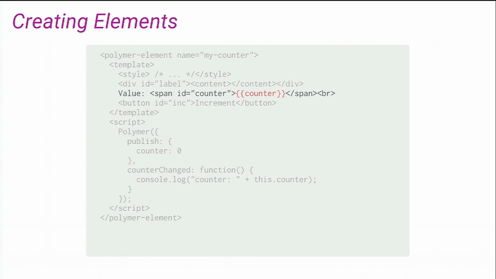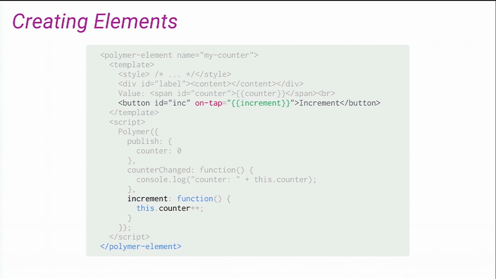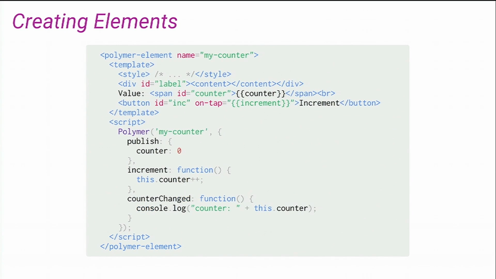And Polymer comes with two-way data binding, which binds the values of our element to the view using mustache syntax. So Polymer supports complex expressions, but in this case, we're just binding the contents of the span to the value of the counter property on the prototype. We also provide event binding, which reduces the boilerplate needed to set up event handlers. So in this case, when the button is tapped, it calls this method on the prototype increment and increments the counter. And all this together makes defining and composing your custom elements a lot easier, maybe even sweet.